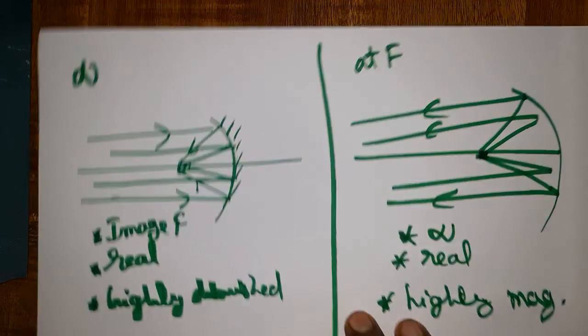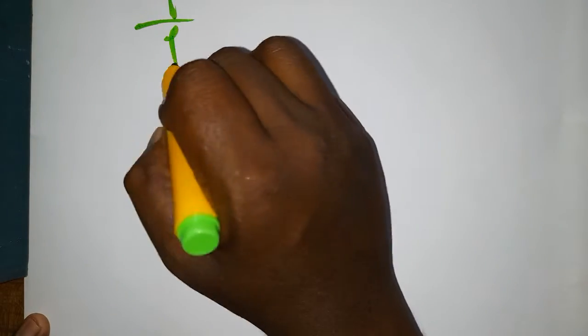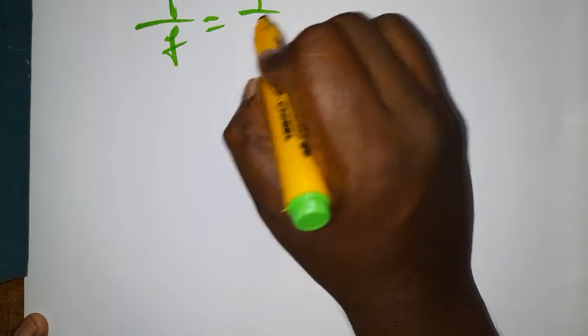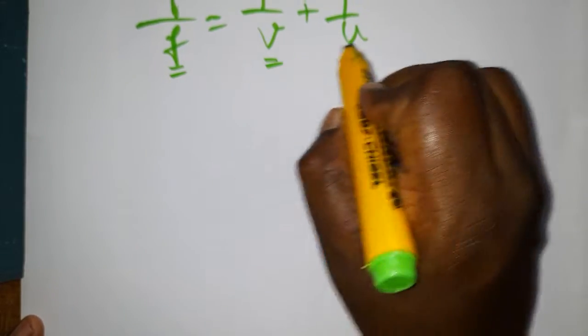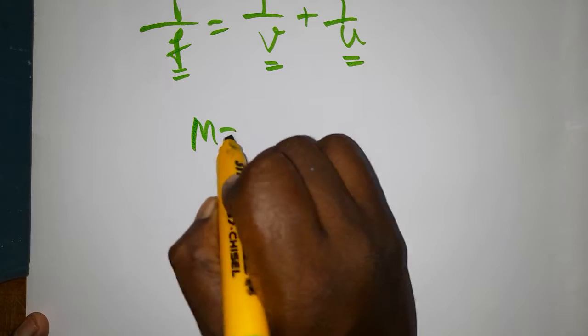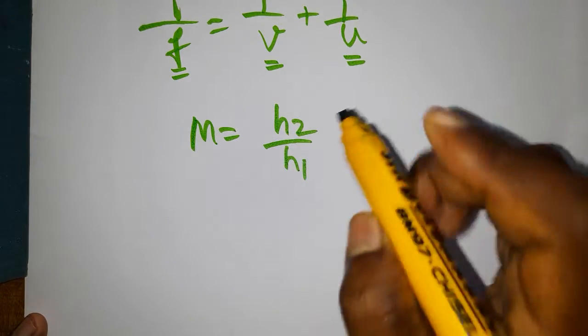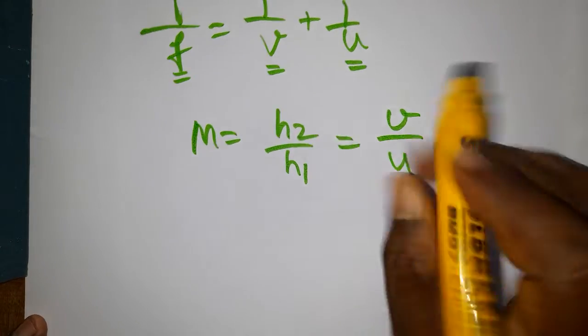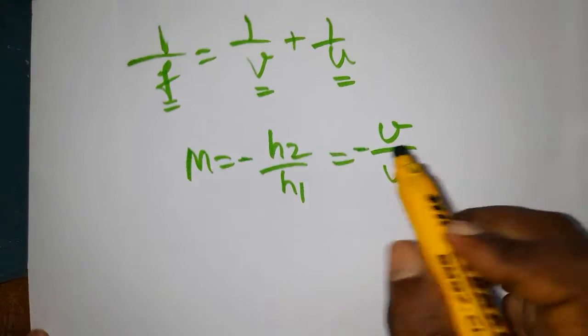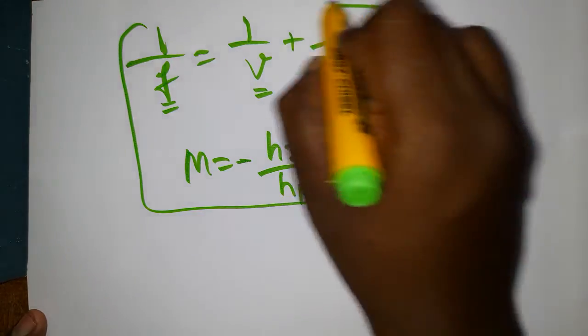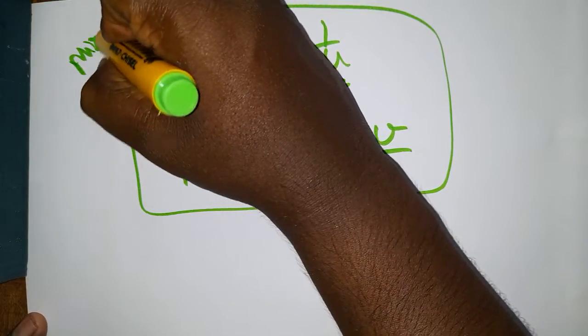Now, the magnification formula, everything I did. The mirror formula is 1 by F is equal to 1 by V plus 1 by U. F is called focal length, V is called image distance, U is called object distance. M is equal to H2 divided by H1, and at the same time, M is equal to V divided by U. In the formula, if you use plus in between, for magnification you will use minus. This is for the mirror formula.